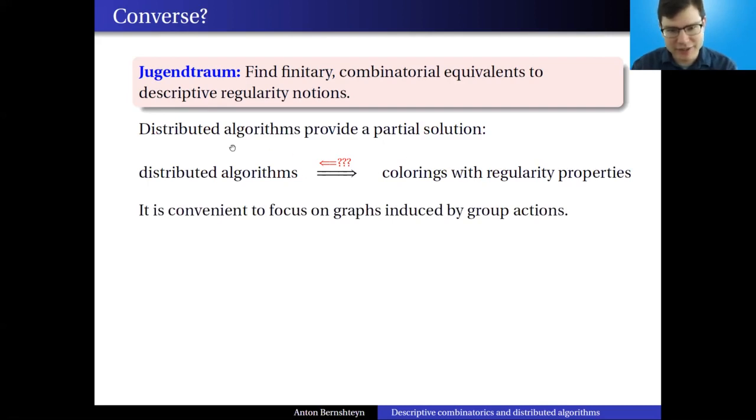To explain where you can go back this way, it's convenient to focus on a special subclass of graphs, namely graphs induced by group actions. This is a very natural family of graphs to consider, and they're kind of well behaved. And these are the graphs that appear in a lot of applications as well.